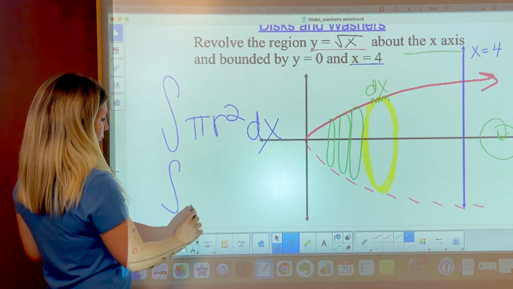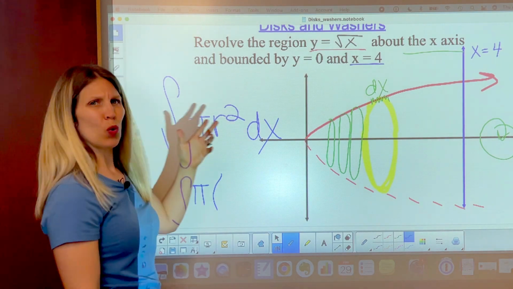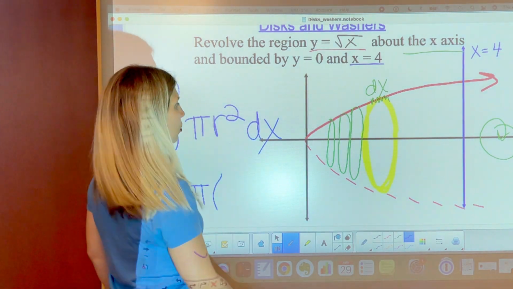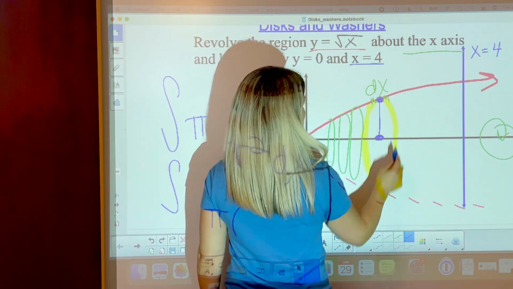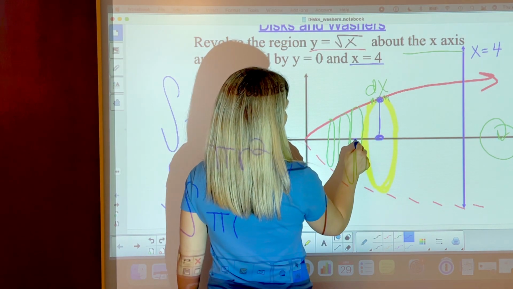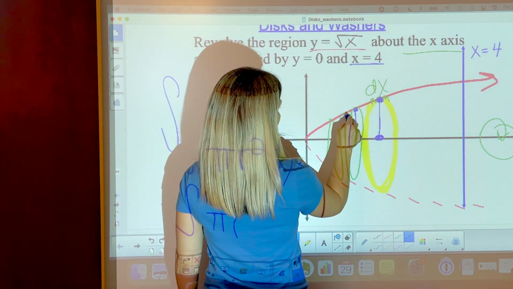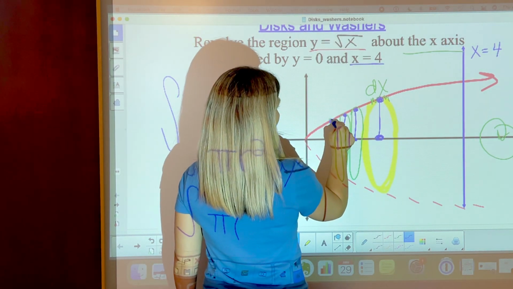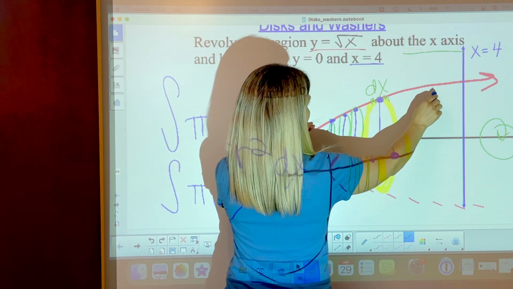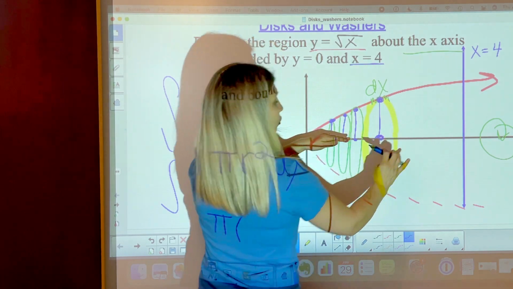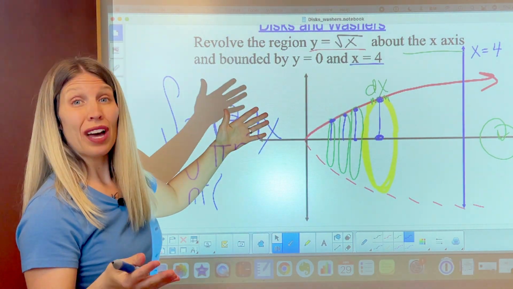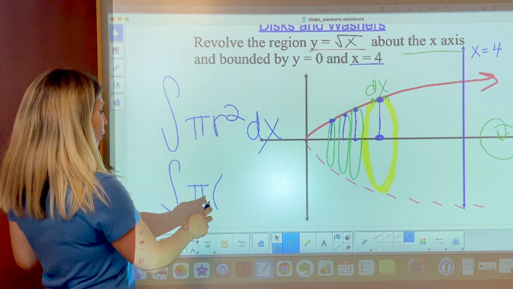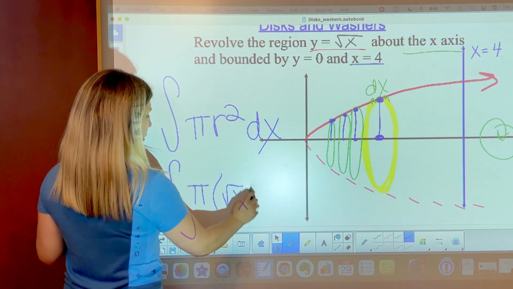So here we go. The integral, pi. What is the radius of this circle? Well, the radius from here all the way up. And this one from here all the way up. So what is the length of this radius? It's your function minus whatever line it's spinning around, which in our case happens to be 0. So the height of this radius is our function, which is the square root of x.